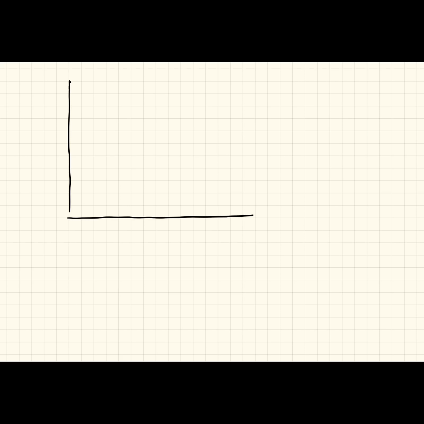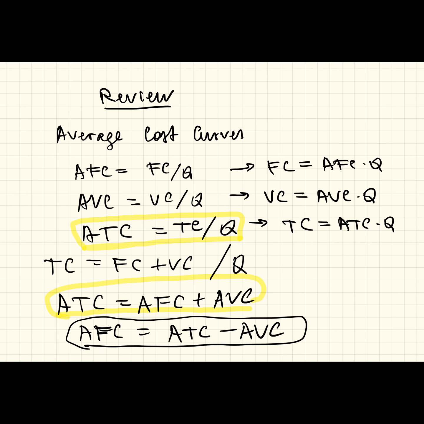So let's see how they look. Basically, we're going to look at this guy, ATC, this guy, AVC, and also we will plot MC. Remember, marginal cost is change in TC over change in Q, or basically it's the slope of the total cost curve, which also can be calculated as change in variable cost over change in Q. So we're going to see three curves there, and I will tell you how we're going to deal with AFC.